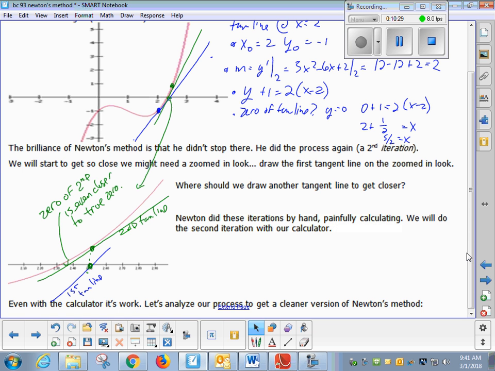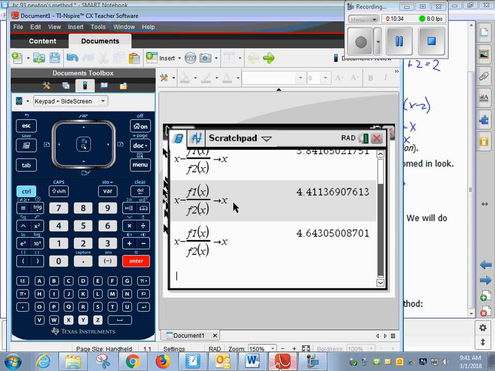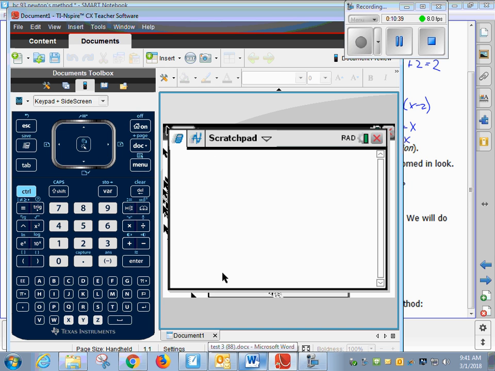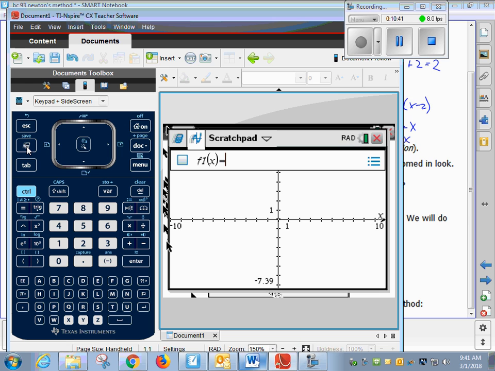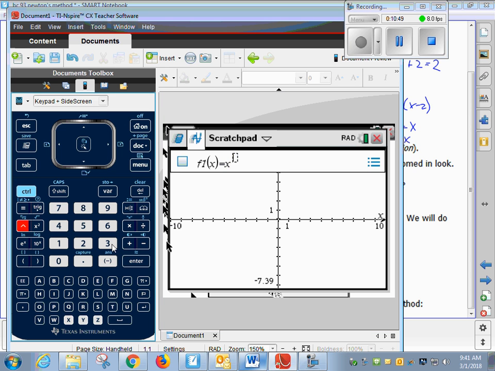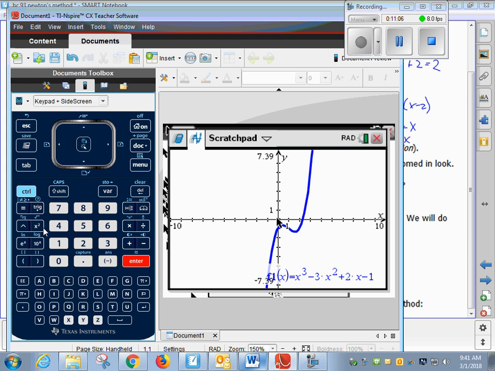So, by calculator. If you would, please pick up your calculator and clear out your screen. I'm going to clear this out real quick. Okay, now, we first of all want the function in. Call it x cubed. I can't remember what it is. It's x cubed minus 3x squared plus 2x minus 1, thank you. Okay, now all that's great.